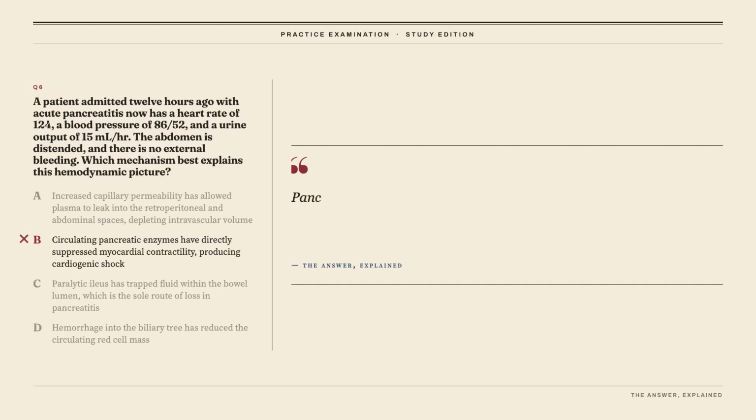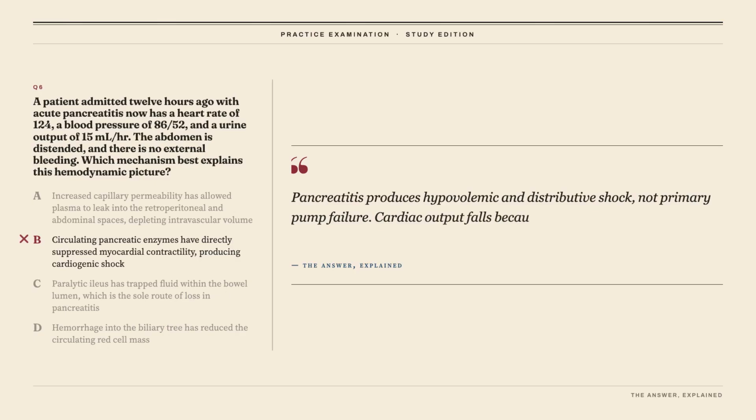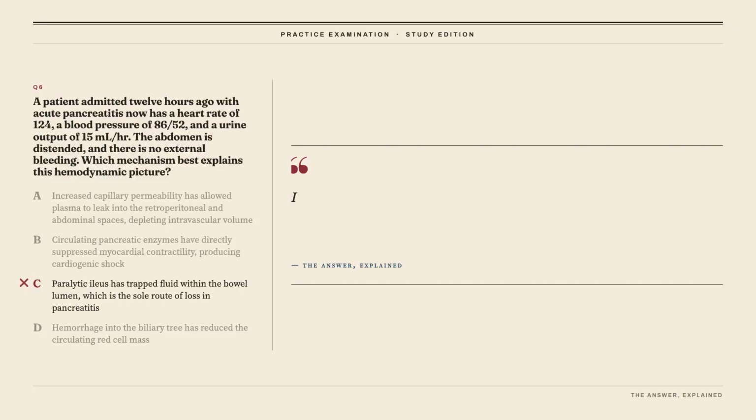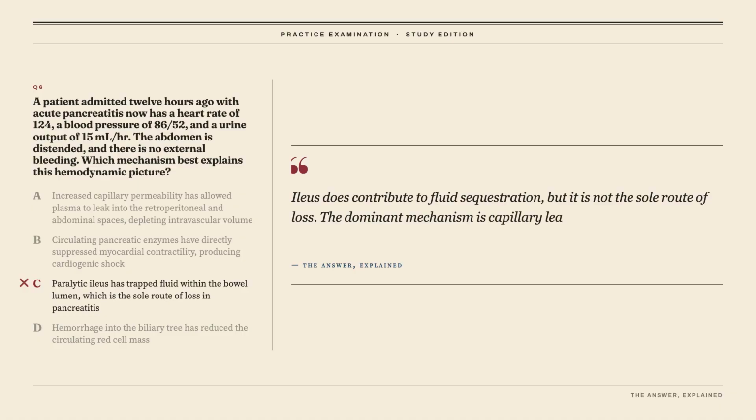B is wrong because pancreatitis produces hypovolemic and distributive shock, not primary pump failure. Cardiac output falls because preload is lost, not because the myocardium is poisoned by enzymes. C is wrong because ileus does contribute to fluid sequestration, but it is not the sole route of loss. The dominant mechanism is capillary leak into the retroperitoneal space, which can sequester several liters.